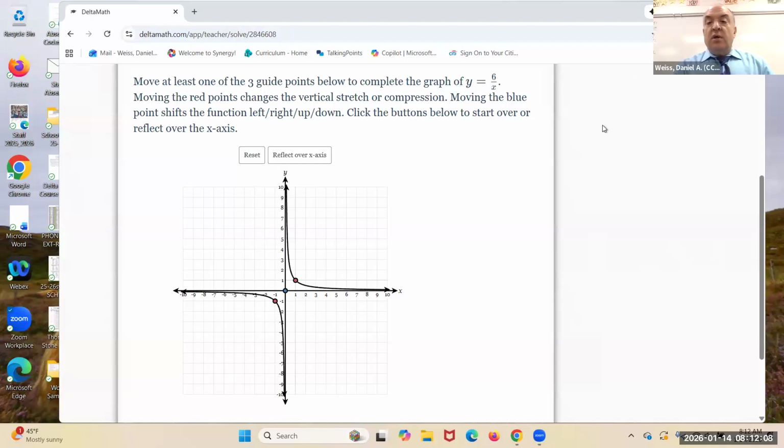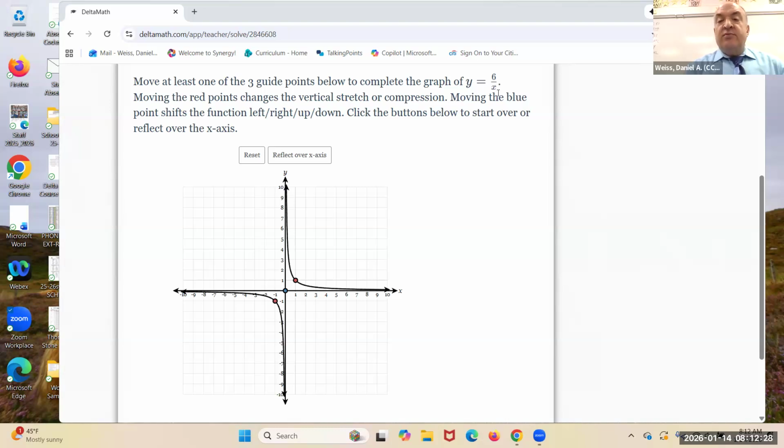Today, we're going to do graphing of rational equations. Okay. And I'm going to show you a number of Delta Math examples that you will see. For example, y equals 6 over x.